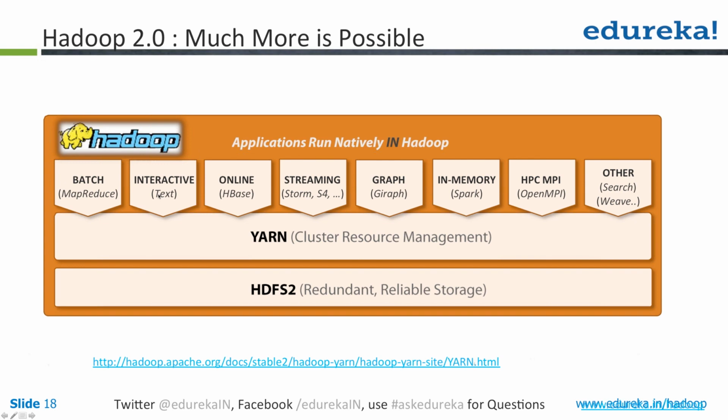Now you can do interactive text analysis. You can do online processing using HBase or any other NoSQL data store, for example Cassandra or MongoDB. You can do streaming processing or real-time analytics using Storm, another tool in the Hadoop ecosystem. You can do graph processing; Giraph is another Apache project for graph processing, or you can use Neo4j for that as well.